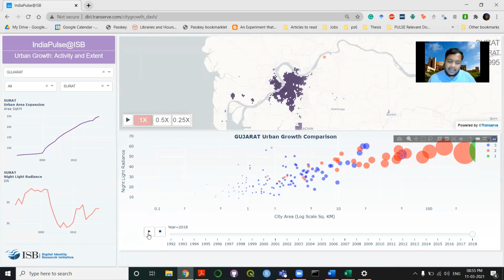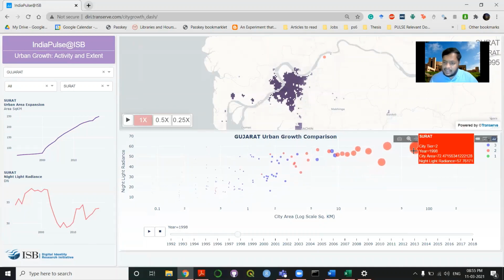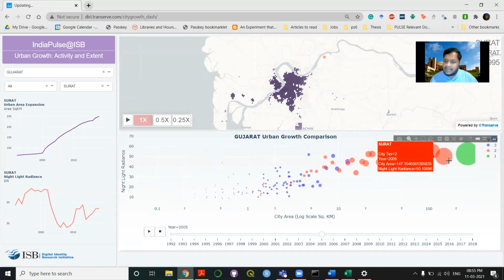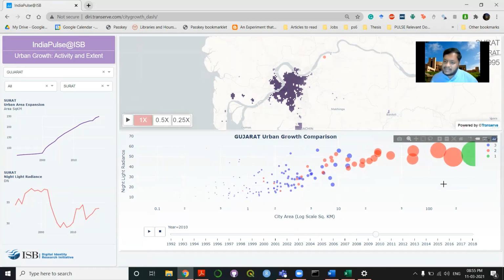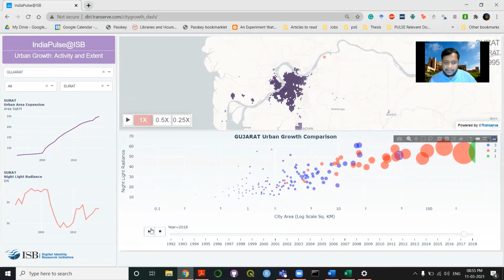The second takeaway is that despite having similar starting points, urban areas have grown with different accelerations. For example, Surat in this case has overtaken Vadodara over the last 10 years. So you can see here that Surat is slowly overtaking Vadodara over time and is now on its way to surpass Ahmedabad as the largest urban area in Gujarat.